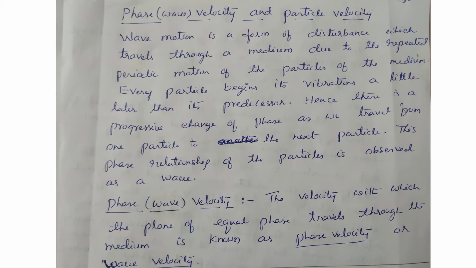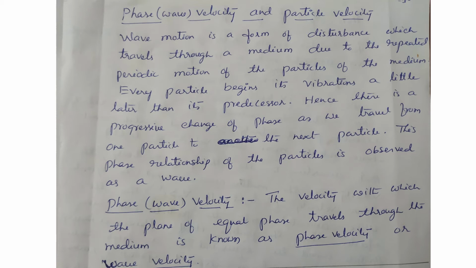Always, a particle, when it begins its vibrations, begins its vibration a little later than the particle previous to it, or its predecessor. Hence, there is always a phase change, a progressive phase change, as we travel from one particle to the next particle in the medium. This progressive change in phase is observed in the form of the wave.